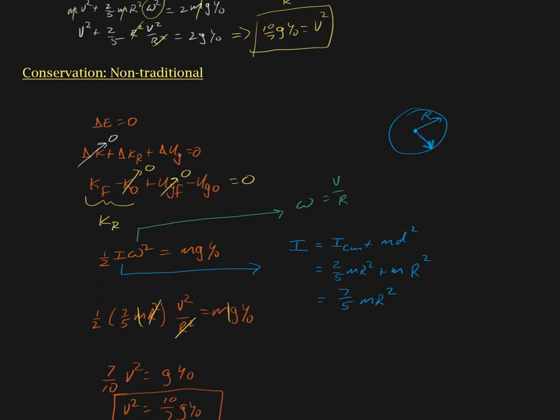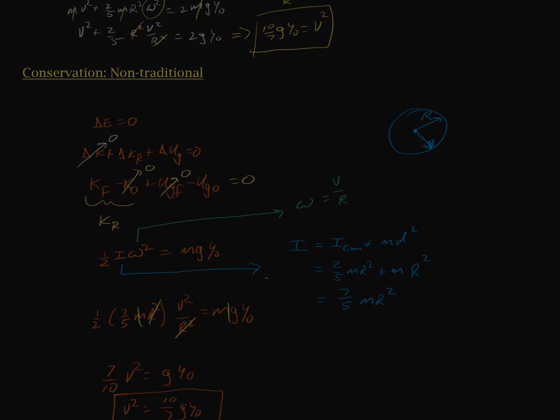See right there, we have 10/7 gy initial. Okay, so that's it for this video. Just remember that if you have your axis of rotation as stationary and you write the moment of inertia for that axis, then you will not use translational kinetic energy.